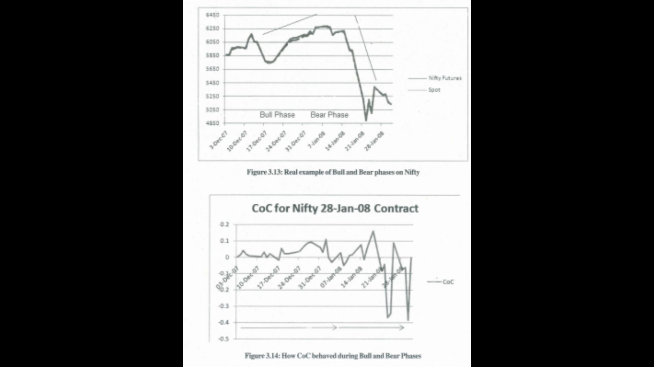3.4, cost of carry. Cost of carry computation. F equals S e^(rT). r equals log(F/S)/T. F equals futures price. S equals spot price. e equals 2.718 for continuous compounding. T equals time till expiration, in years. Cost of carry in bullish.